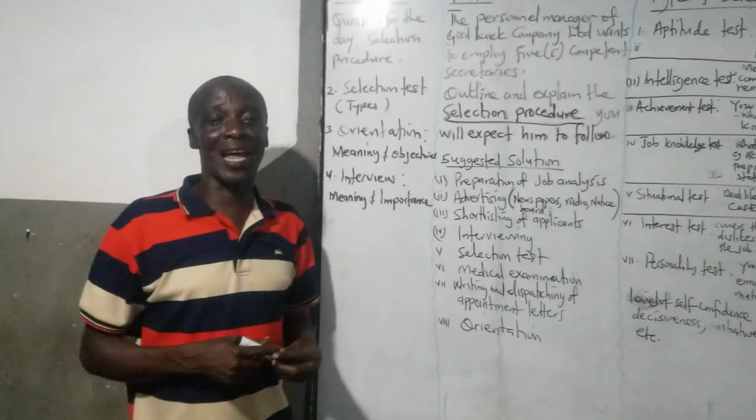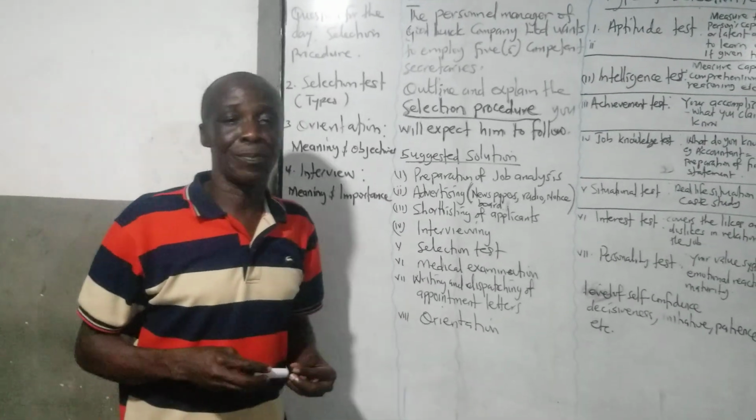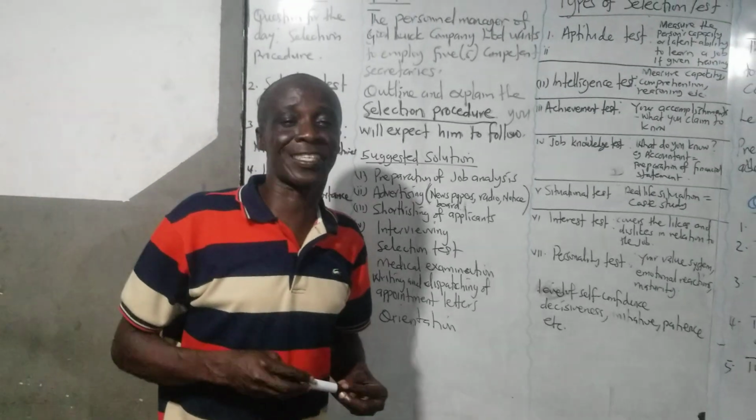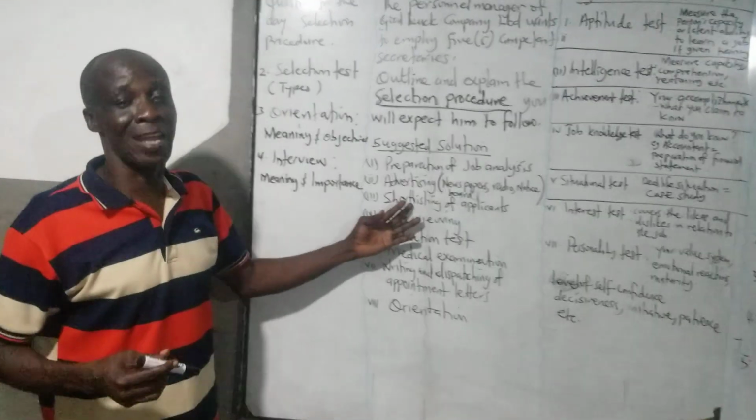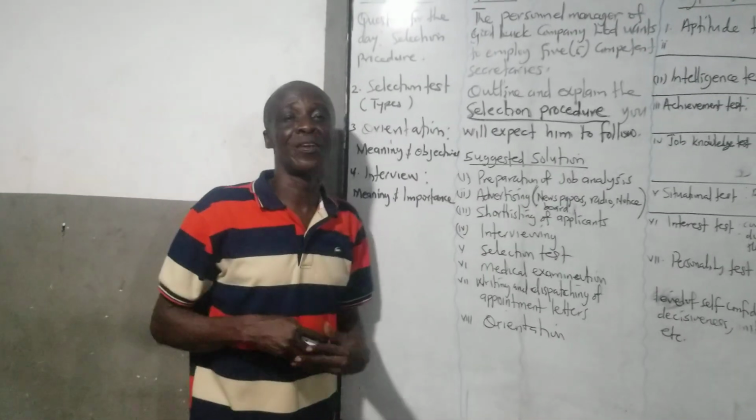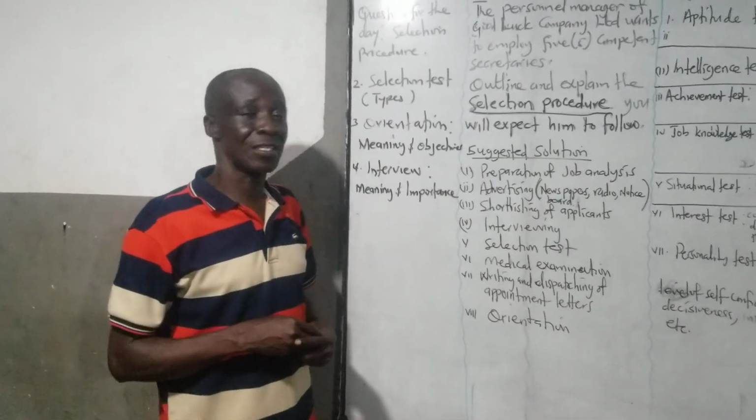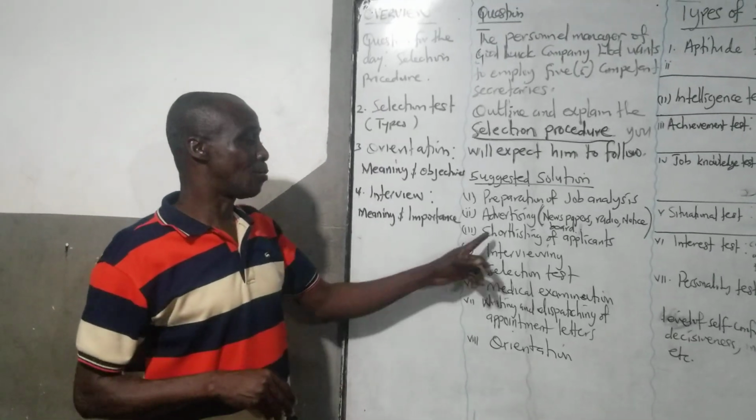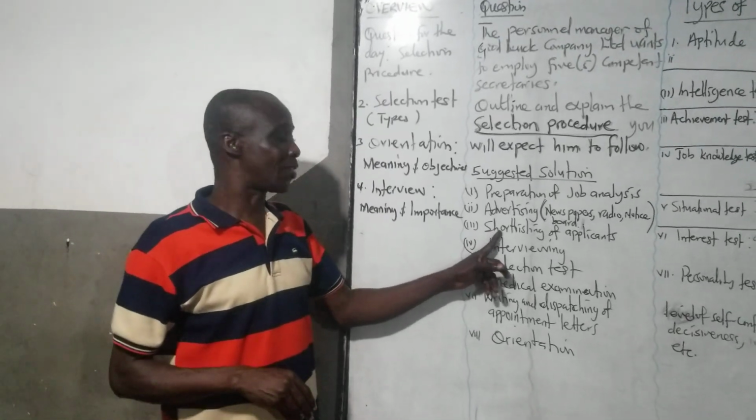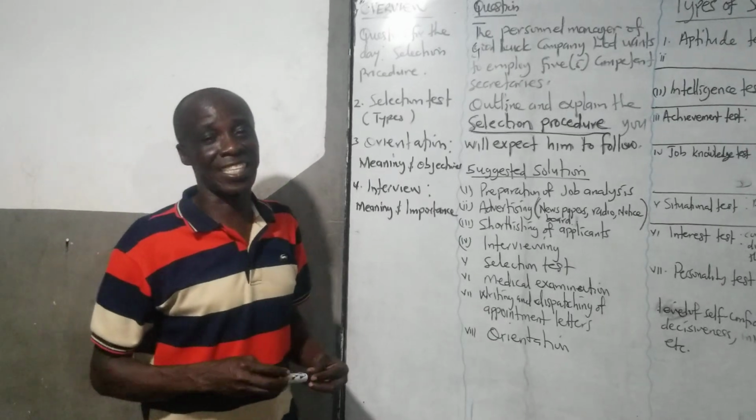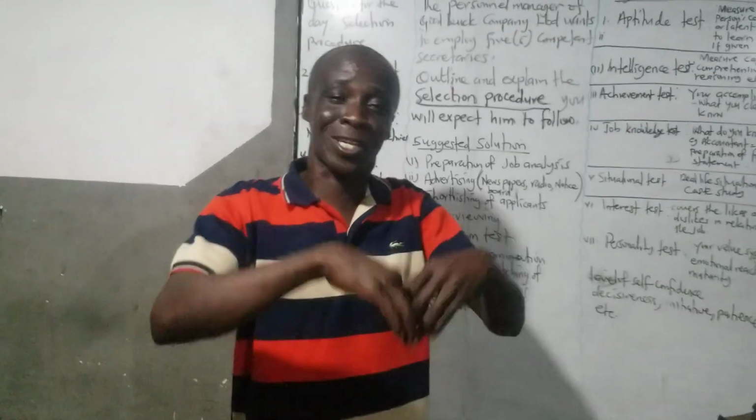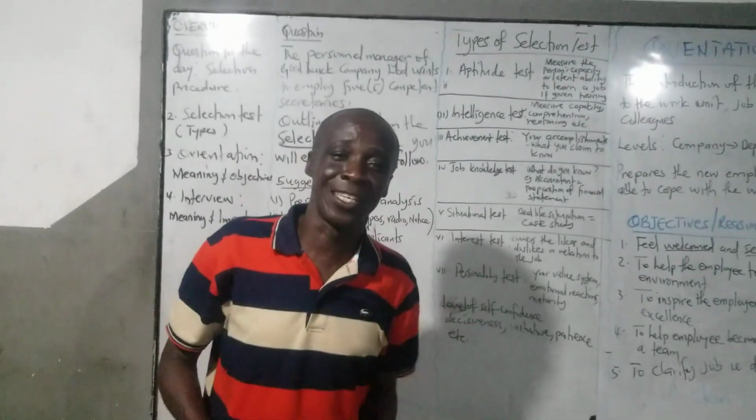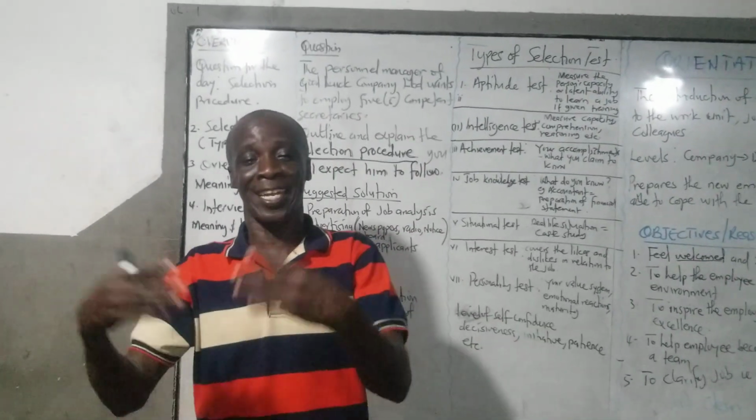Then when advertisement has been done, potential applicants are going to apply for the job. So what they are going to do is receive application letters. The moment the letters come, then there will be shortlisting of applicants. Yesterday I made this so simple for you. What is shortlisting? There was a year they asked the students, what is shortlisting?